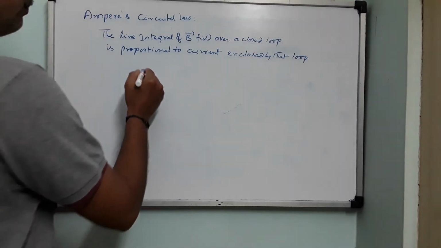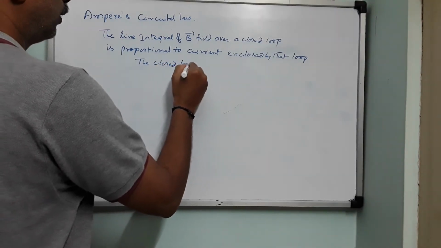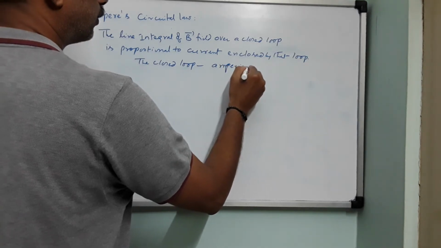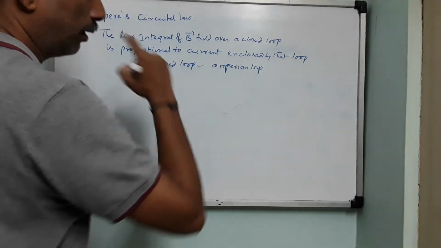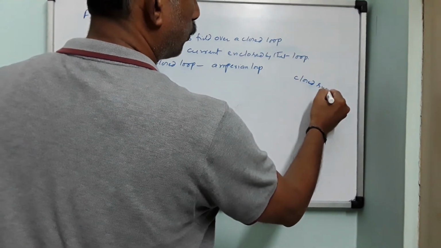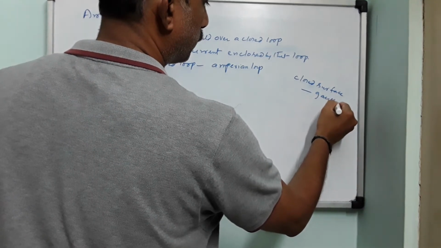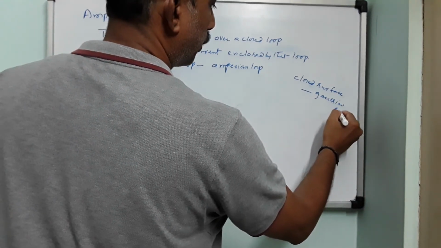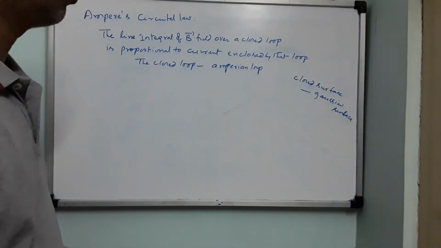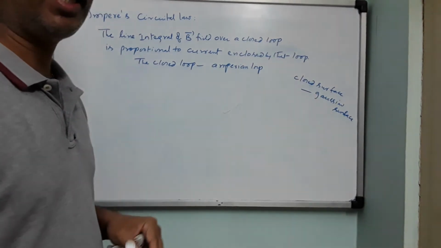The closed loop is also known as an Amperian loop, like a closed surface is known as a Gaussian surface. A closed loop will be called what? Amperian loop. There we will go for the surface integral. Here we will go for the line integral.